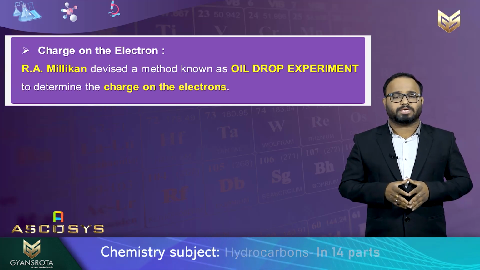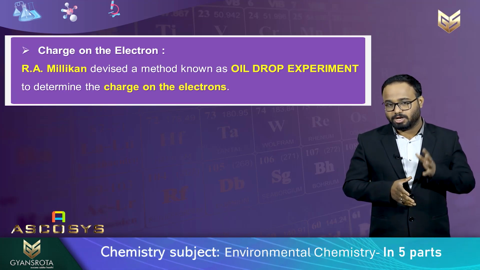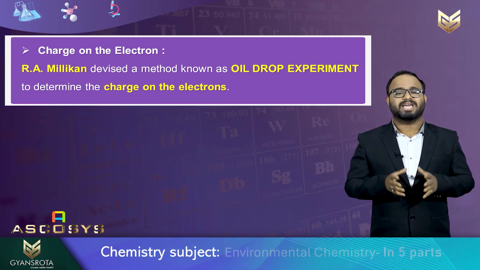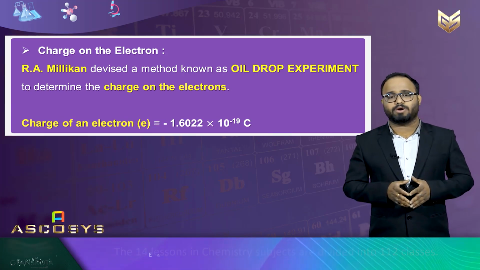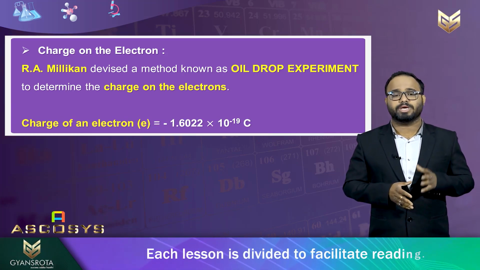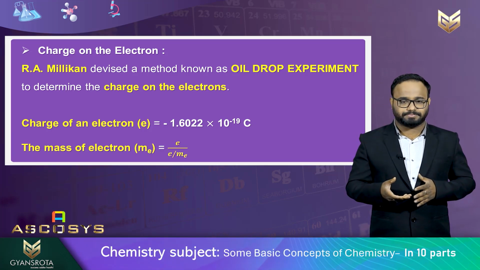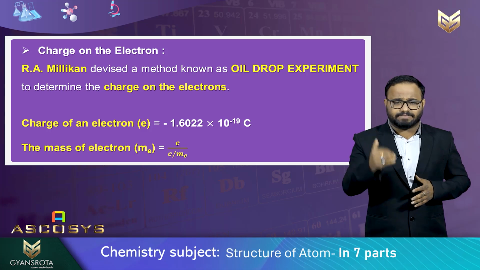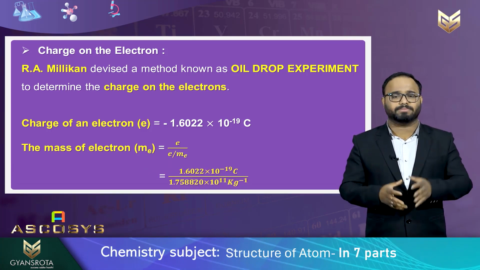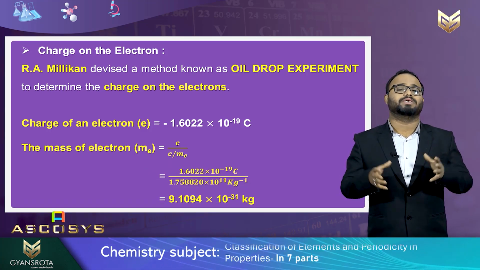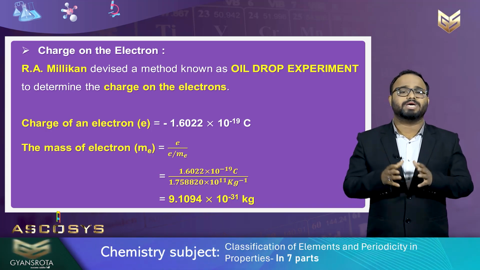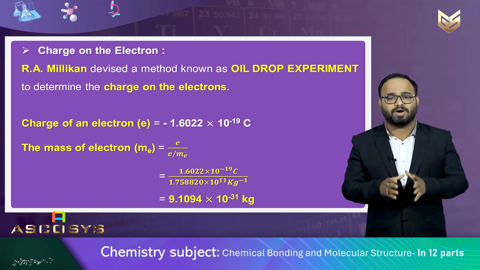For the charge of an electron, Millikan devised a method known as the oil drop experiment to determine the charge, which was found to be 1.6022 times 10 to the power minus 19 coulomb. Now if I take out the mass, that is charge divided by charge to mass ratio, the value comes out to be 9.1094 times 10 to the power minus 31 kg.